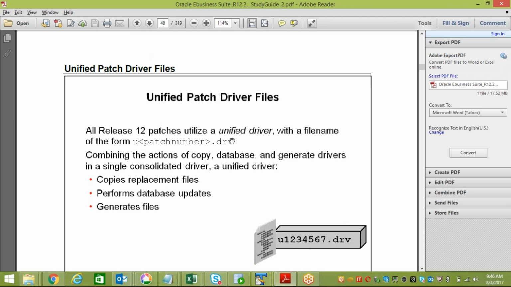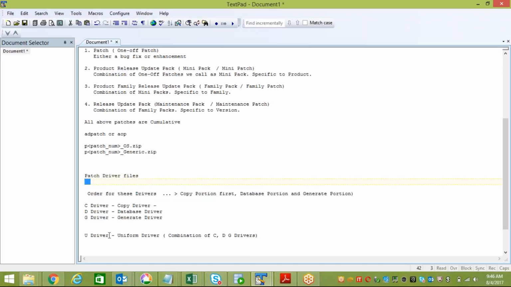So you have patch number.drv. It will copy, perform the database updates, and generate updates, combining the actions of the copy, database, and generate drivers in a single consolidated driver, a unified driver. Okay, fine.